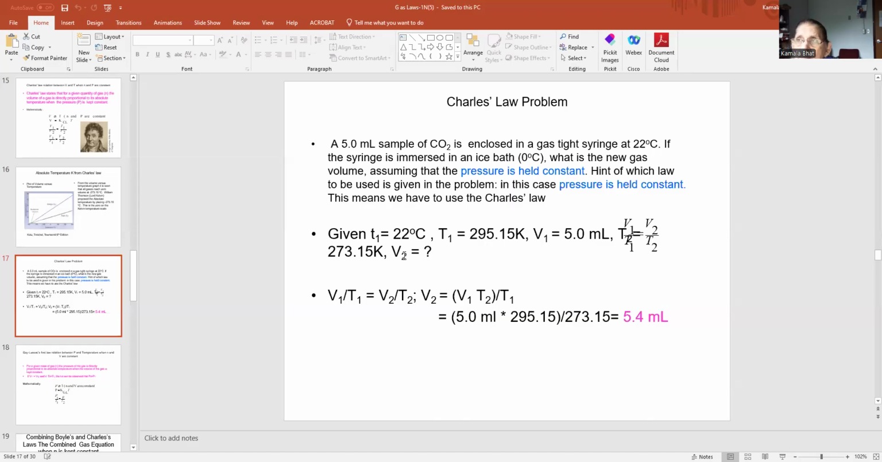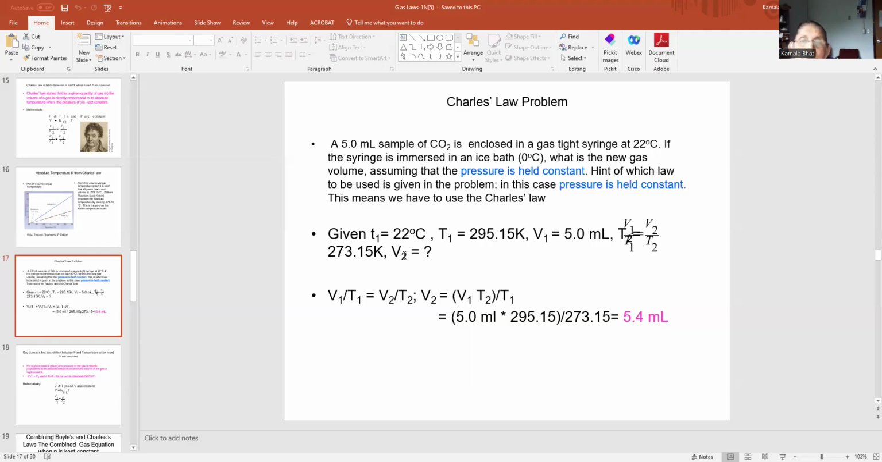If the syringe is immersed in an ice bath at 0 degrees Celsius, what is the new gas volume, assuming that the pressure is held constant? Hint for the law: because the pressure is held constant, we can use Charles' law. What is Charles' law? V1 over T1 is equal to V2 over T2.